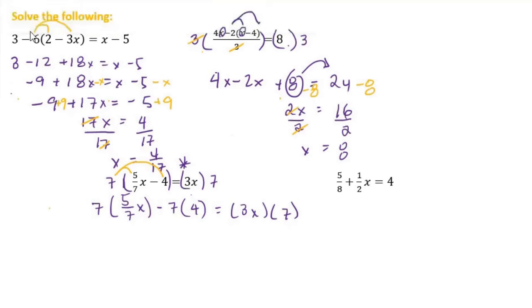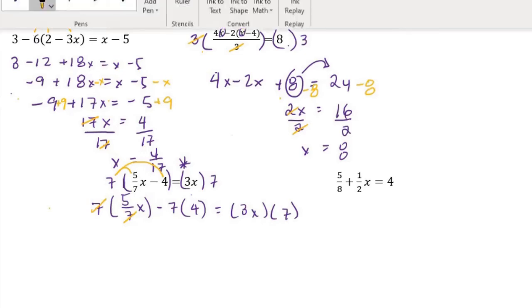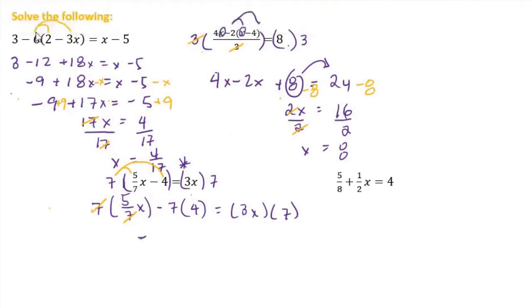What it allows me to do is to see very clearly that it's only that 7 that's canceled. 7 divided by 7 is 1, so I'm left with 5 times x, or 5x. I do have to take that 7 and multiply it by the negative 4. 7 times 4 is 28, so I have negative 28. And on the right-hand side, 3x times 7 is 21x.